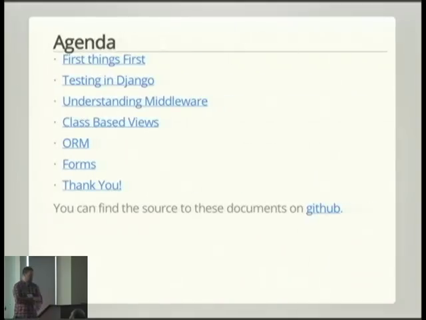So this is sort of what we're going to talk about overall. There's a bit of introductory material that's going to be very thin because the Django tutorial does a really good job of explaining a lot of the basics and introductions, but I want to give an overview of some of these things. We're going to talk about testing right up front, and then again throughout the talk. We're going to talk about middleware, just because there are some gotchas there. Class-based views are something new that are very powerful, but very sticky sometimes. Finally, the ORM, the database layer, forms, and then I will thank you.